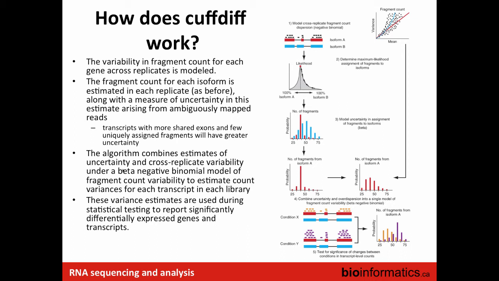So at the gene level, if a particular gene has three different isoforms, does it take the cumulative, the average of the three isoforms, and represent it as the gene expression? Essentially, yeah.